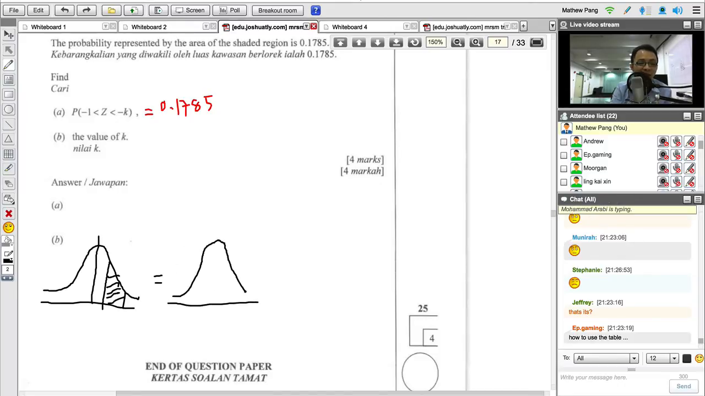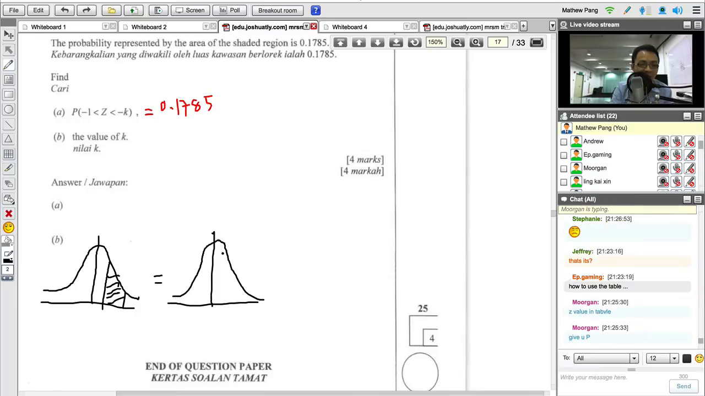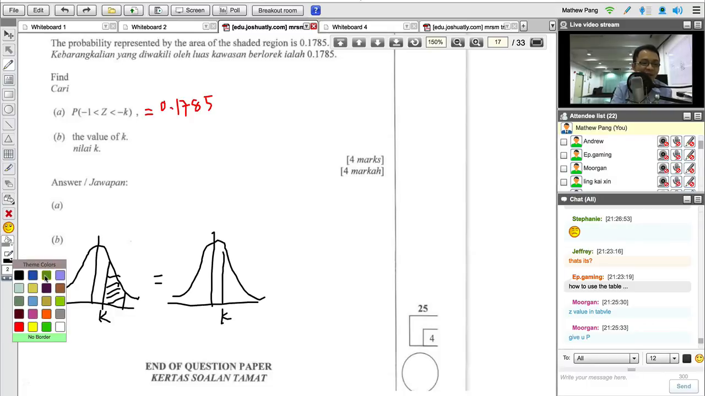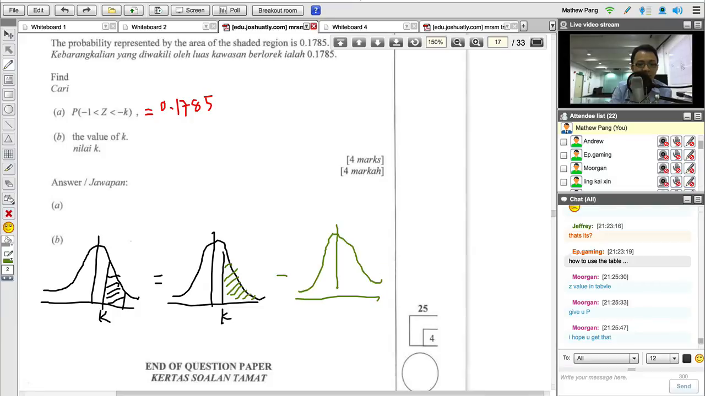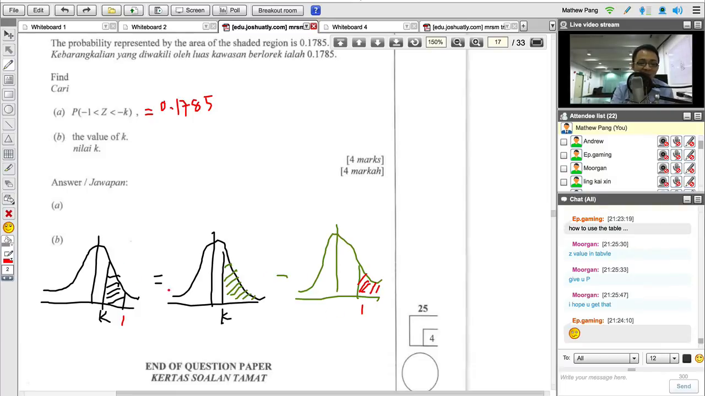Let me change some color here. Green color maybe. Green is not a good choice. Minus this one. Maybe I use red color for this one. So this is 1. In order to find this part, we just use everything here in green minus the red zone here. We can get the middle one, isn't it? If you understand this one, I'm going to continue.